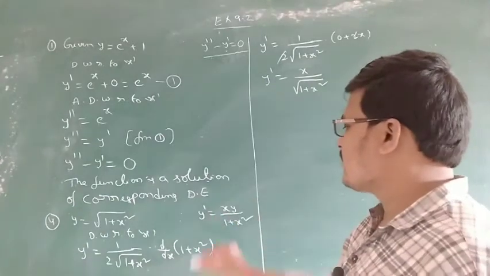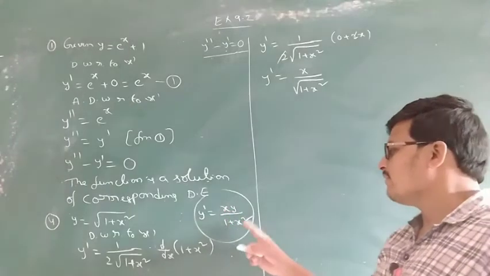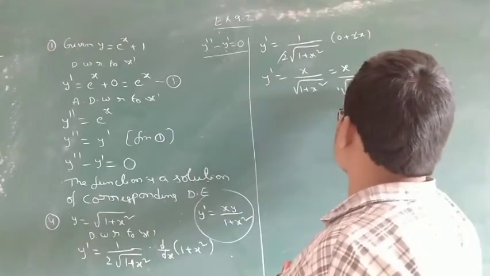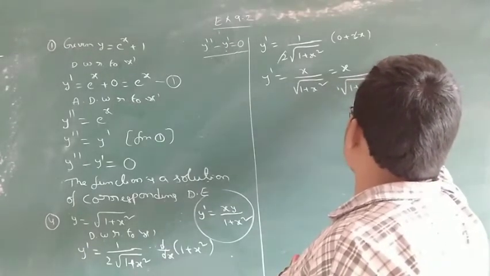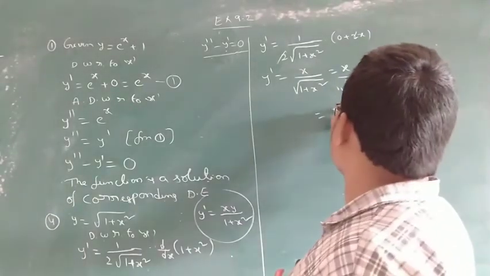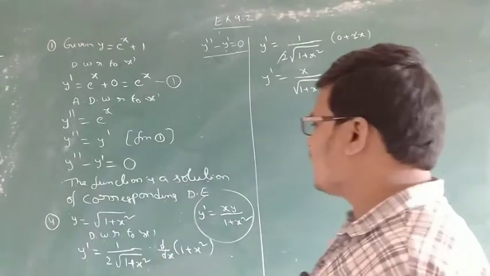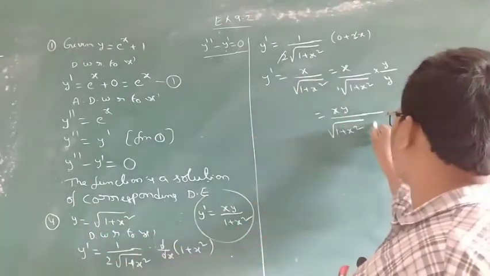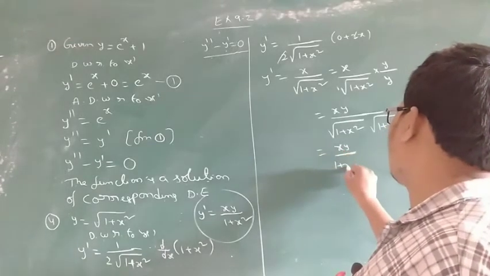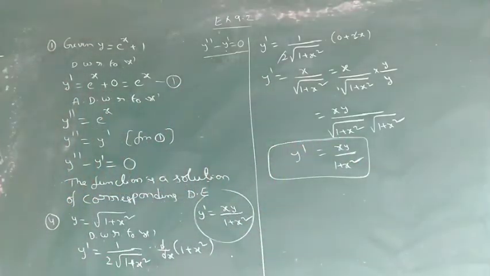So what is the differential equation? Given differential equation, y dash is equal to xy by 1 plus x square. Multiply and divide with y. So that is equal to xy by root of 1 plus x square. What is y? Y is equal to root of 1 plus x square. So that is equal to xy by 1 plus x square. So satisfied.